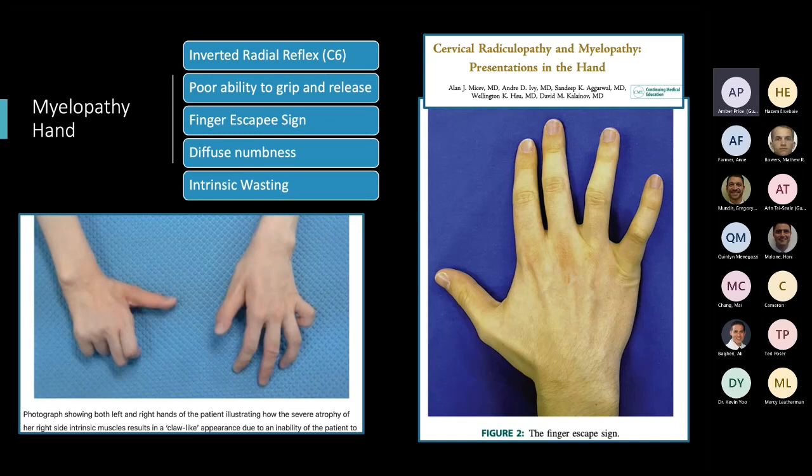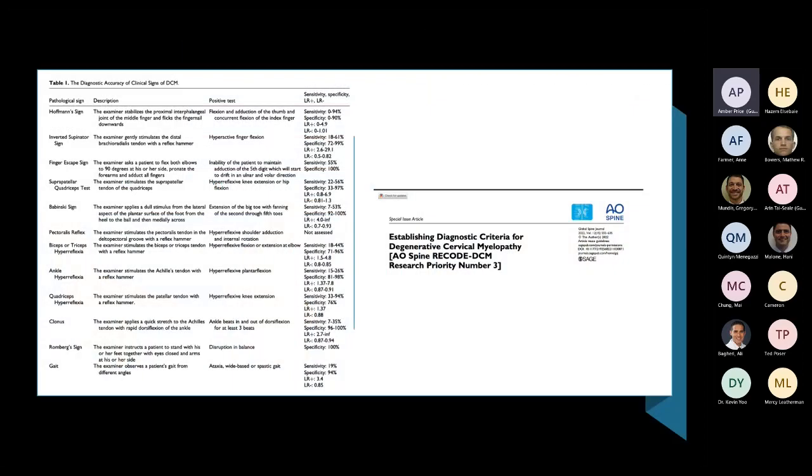There is the described myelopathic hand. This is a constellation of findings, including positive inverted radial reflex, poor ability to grip and release, so doing the multiple grip and release strength test over a 20-second period. The finger escape sign, which is demonstrated on the right, is basically where the patient is unable to hold the index and ring finger together due to interossei wasting and weakness, and then again, diffuse numbness.